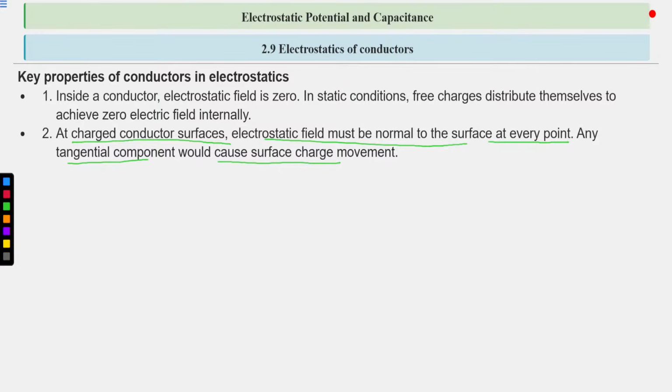We are dealing with static conditions. So for static condition, the tangential component should not be there, which produces movement of charges due to electrostatic force on the charges. So at the surface of the charged conductor in static condition, the electrostatic field must be normal. Only the normal component must be there. No tangential component.